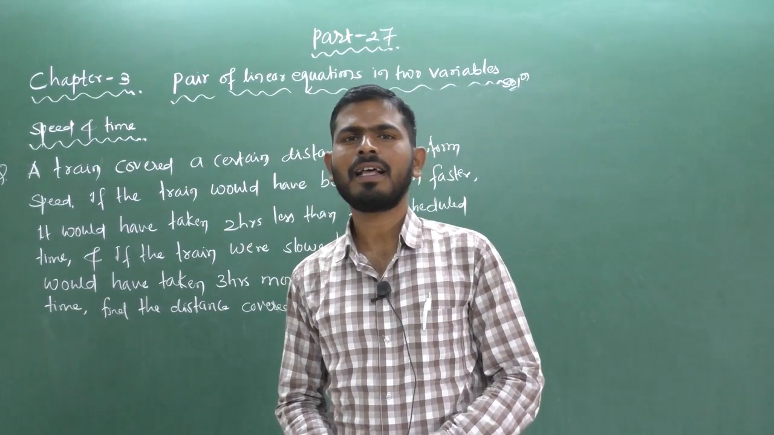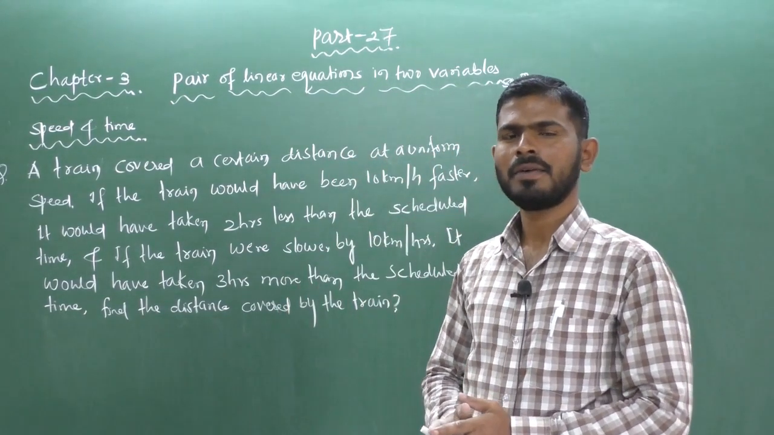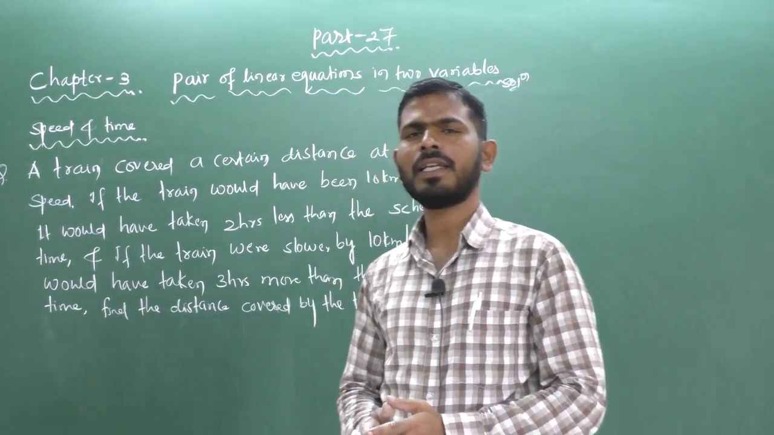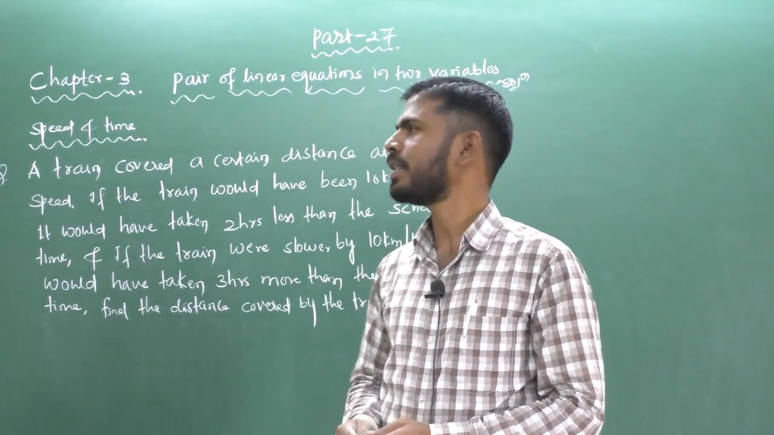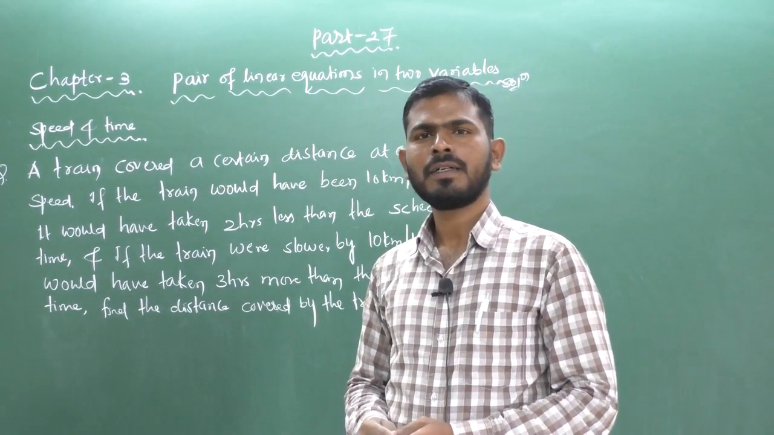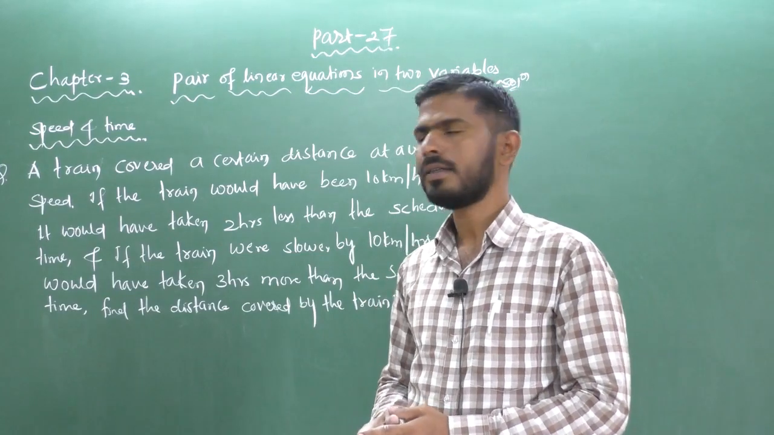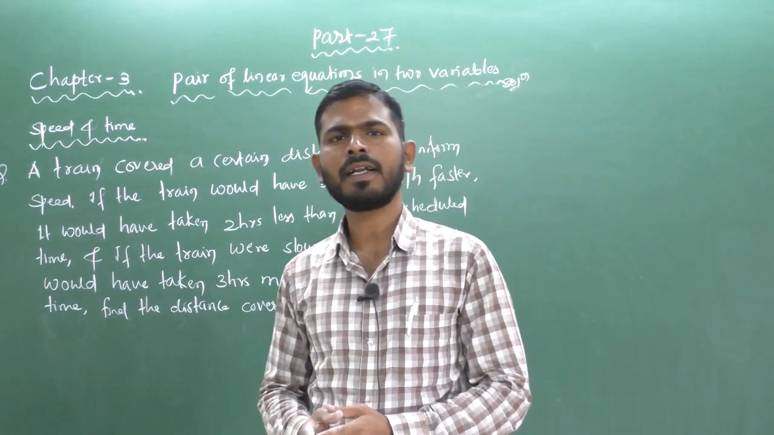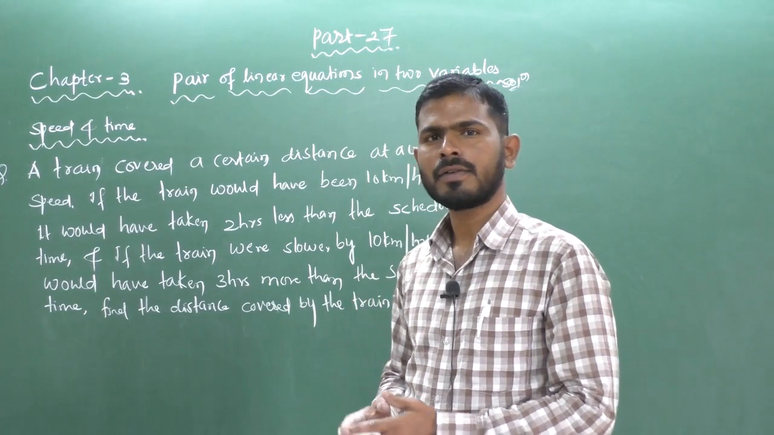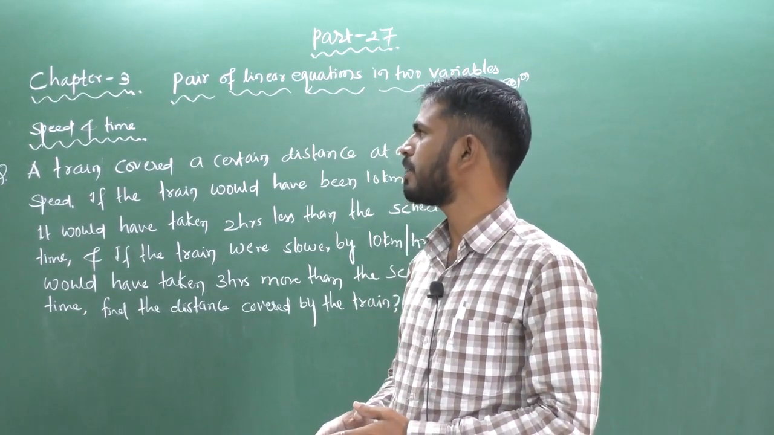Hi students, last class we discussed the word problem of a pair of linear equations in two variables that is related to speed and time. It is the most important point from the exam point of view. One or two questions will definitely come in the exam, that is 4 marks. So let us discuss how to find the speed and time.